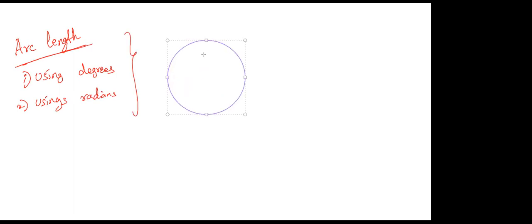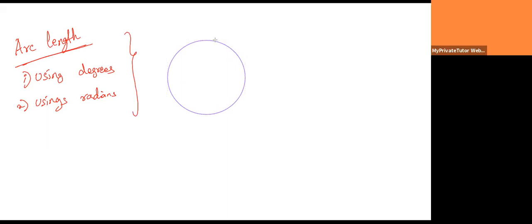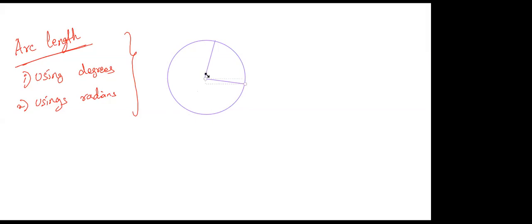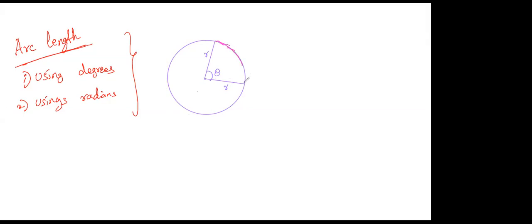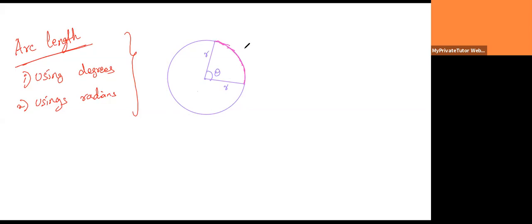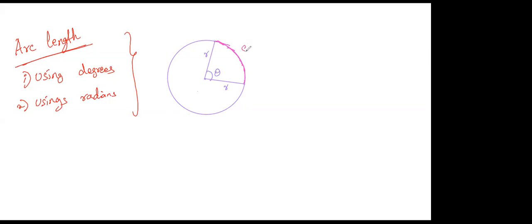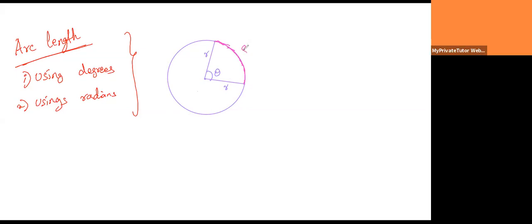Quickly, just a second. So this is the radius. This is also the radius. Let's say this is theta. This is r, as you know. And if you want me to change the color of an arc, I will do that. So this is the arc length. Arc length we generally represent with a capital S. So what is the arc length formula?